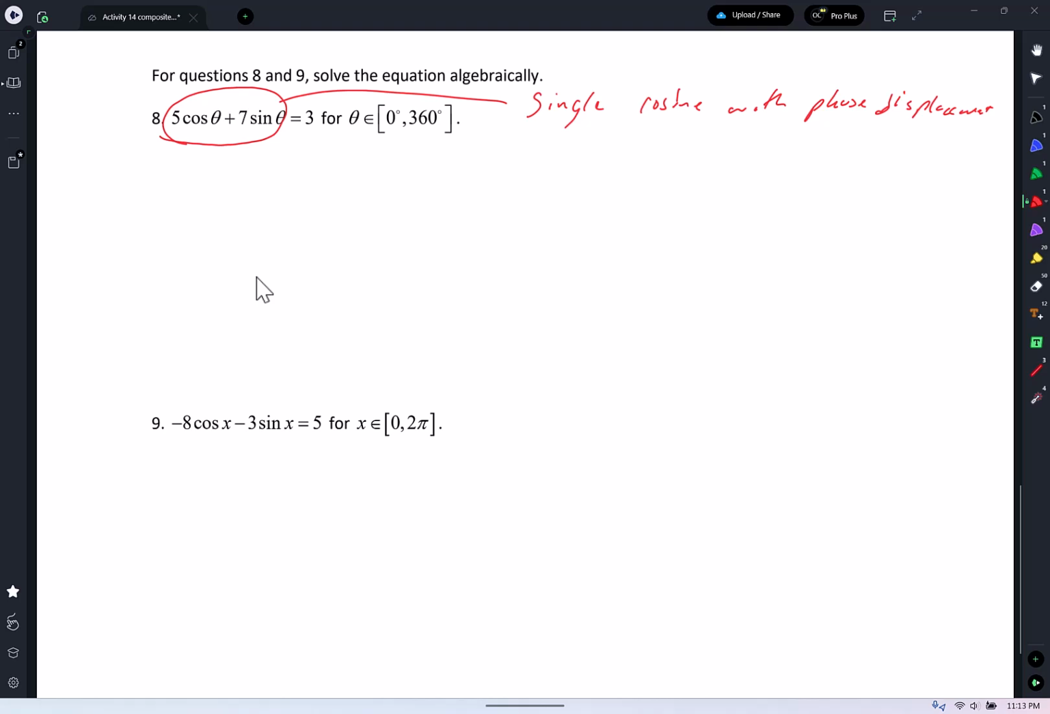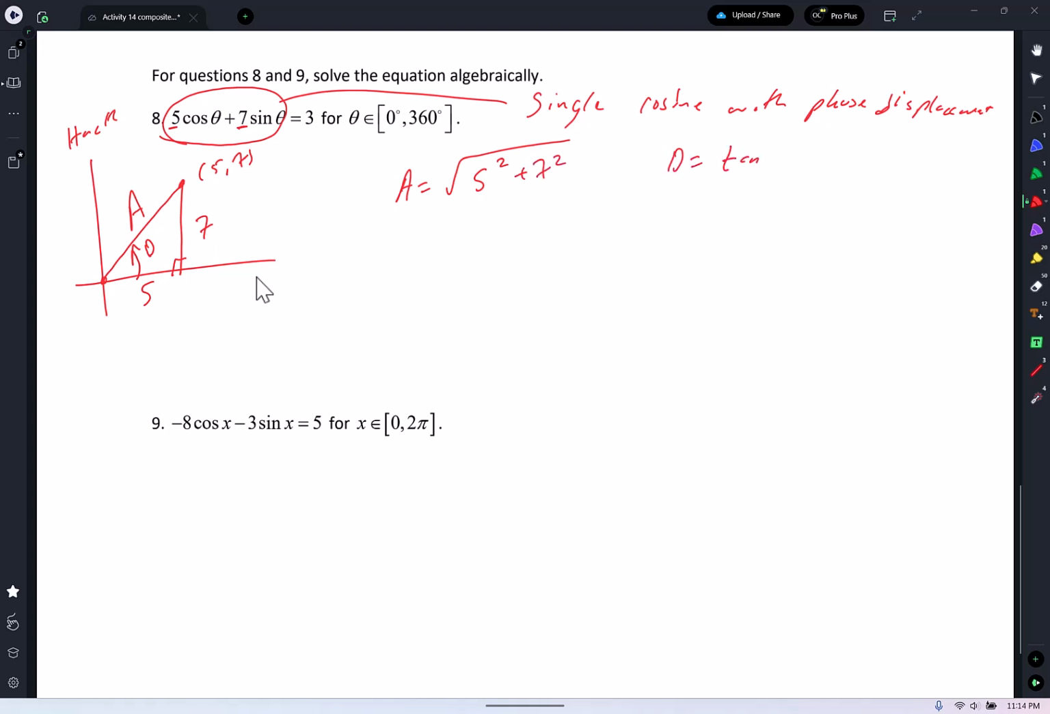So let's do that. So 5 and 7, 5's in front of the cosine, so that's like an X. 7's in front of the sine, that's like a Y. Here's my hack. 5, 7, that's the point (5, 7). Draw a point from the origin. This is 5, this is 7, so I need my amplitude, and I need this angle D. All right, so amplitude is nothing more than the square root of 5 squared plus 7 squared, and then angle D is equal to arctan of 7 over 5. And I'm already in quadrant 1, so I don't have to do any more adjustments.